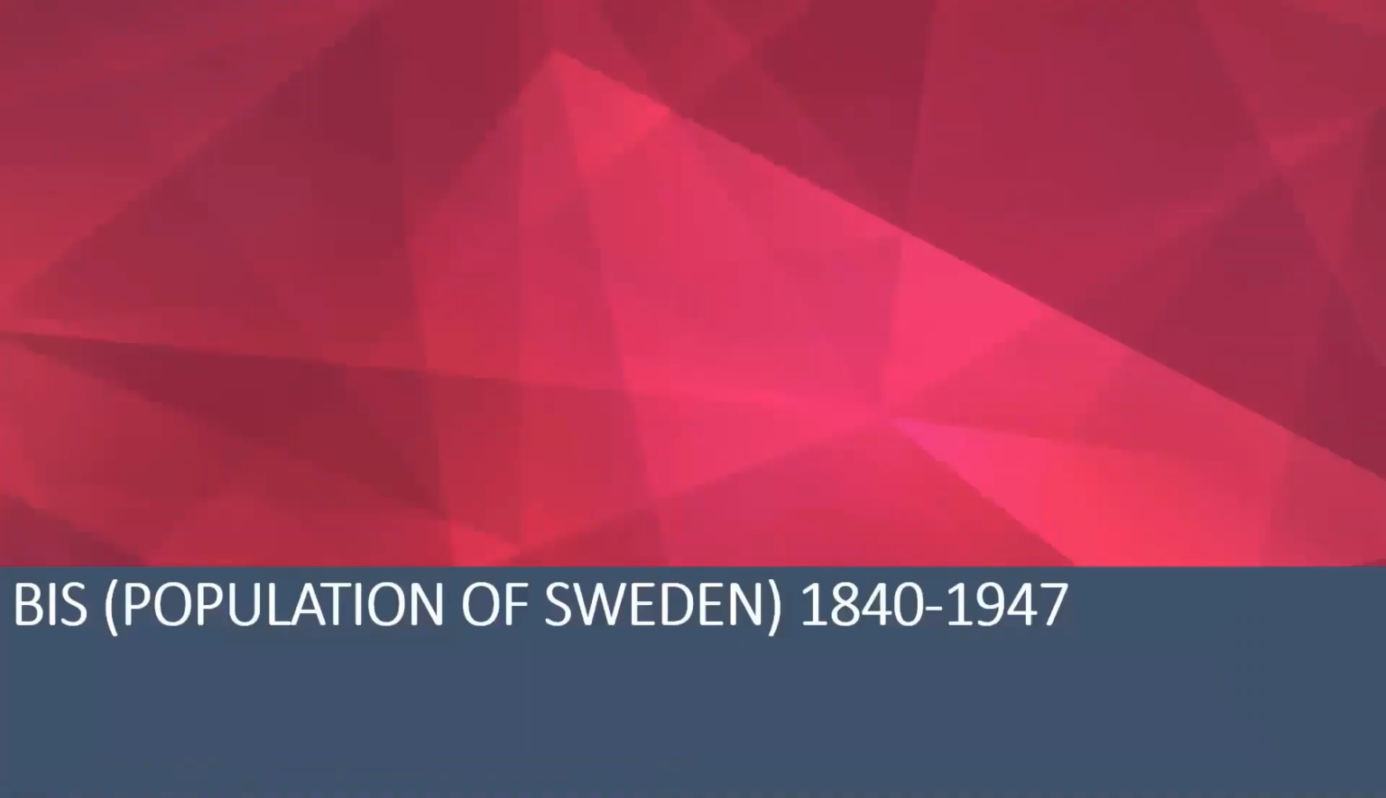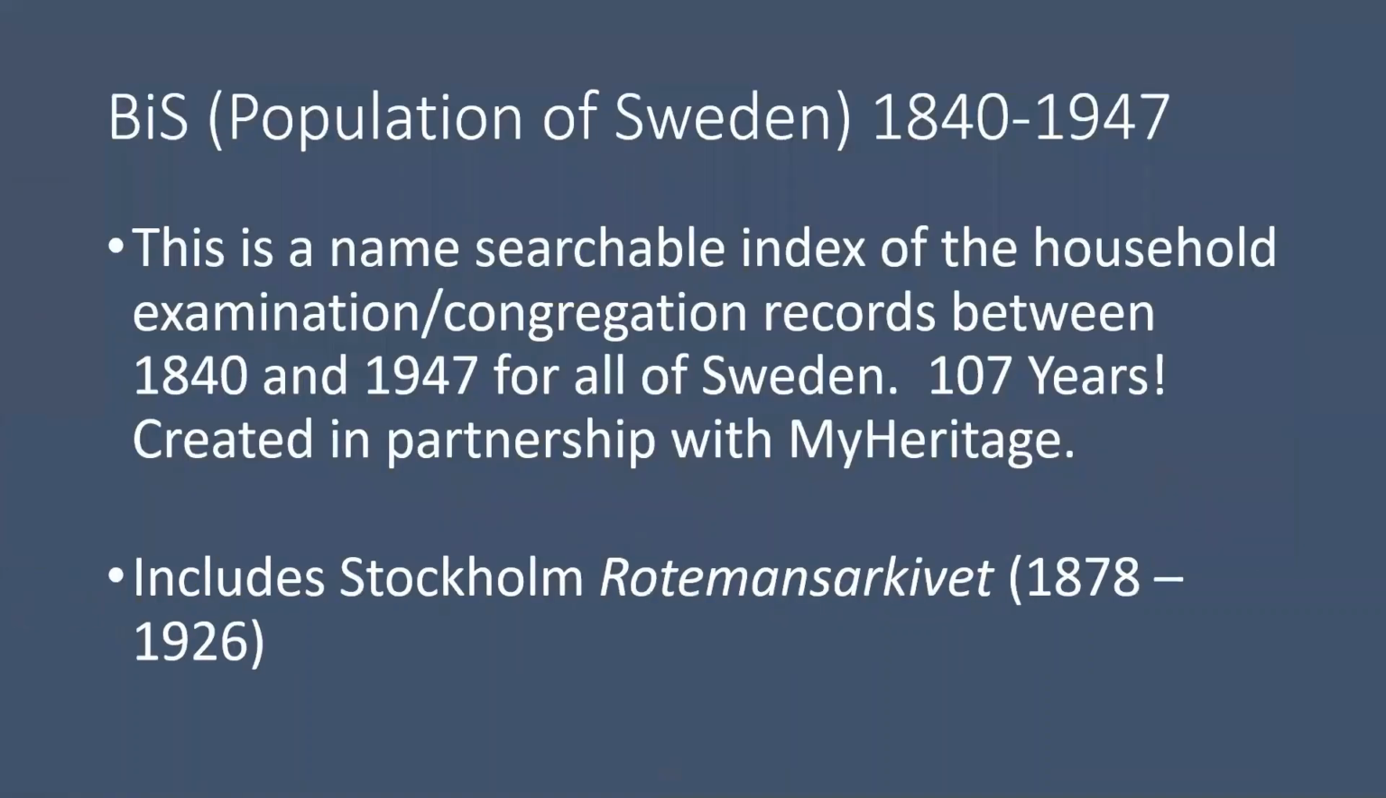So we will look at the population of Sweden 1840 to 1947. This is really the largest index, and this is really the one that's the most widely used. It's a name searchable index of the household examination congregation books between 1840 and 1947 for all of Sweden. I will repeat, all of Sweden. It's 107 years.